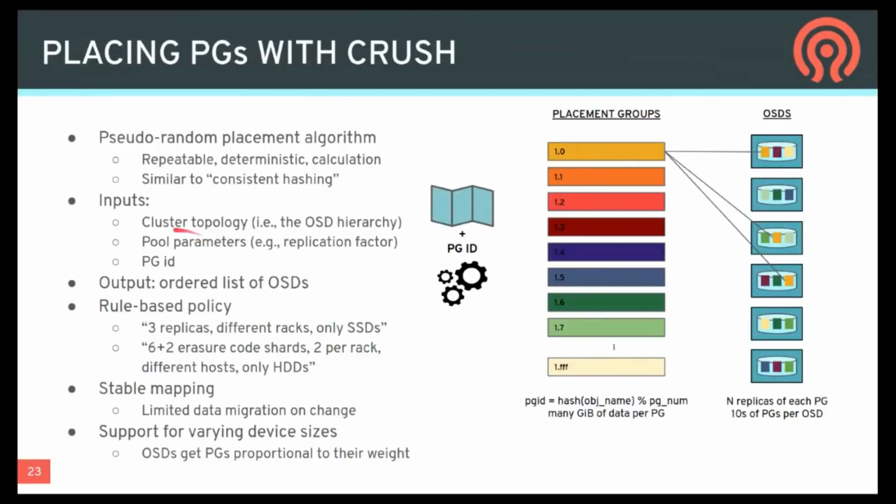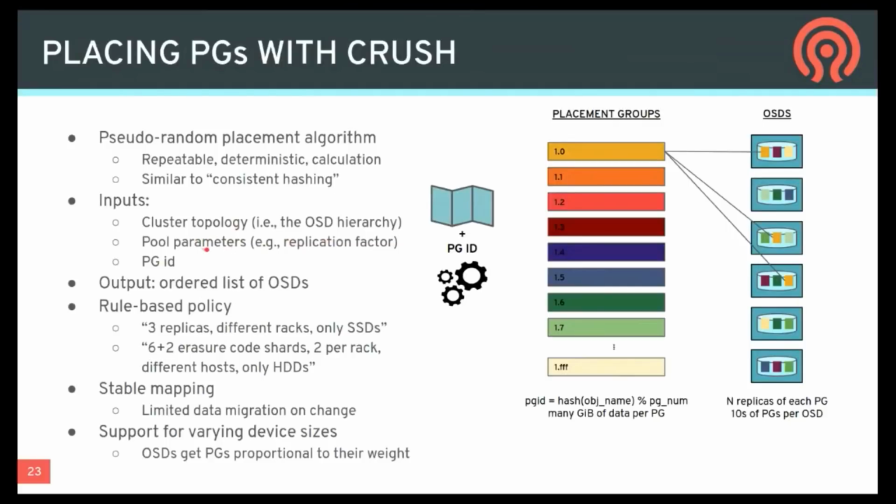So the inputs are the topology of the system, so that hierarchy that I was talking about, how OSDs are organized into hosts and racks and rows and so on. The pool parameters, like the replication factor and my placement policy, and then the identifier for the placement group that I'm actually going to store. And you put all that into Crush, it does some calculation, and it spits out a number. That's essentially not a number, but an ordered list of which OSDs that placement group should be stored on. And then that's where you go and you put your data.